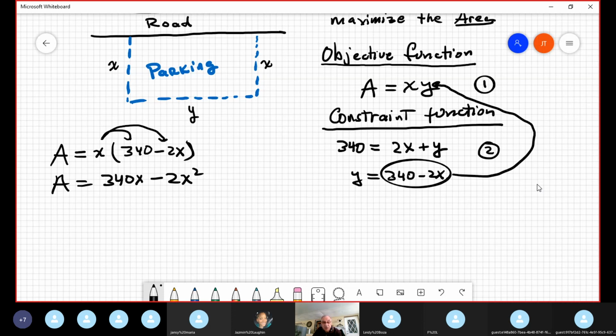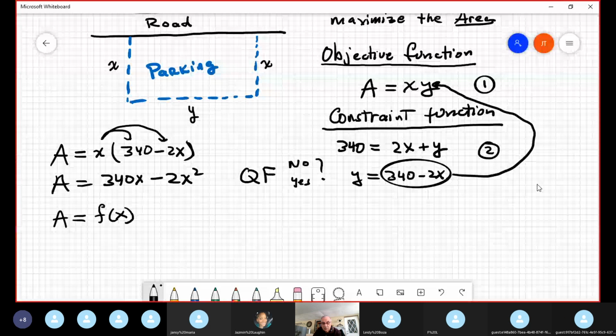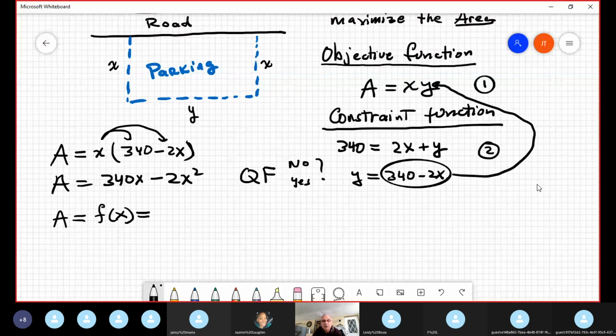My question is, come on, help me to understand this. This is a quadratic function, yes or no? So the area we consider like a function. Okay, is it quadratic or no? Are you there? Answer me. Is it a quadratic function or no?